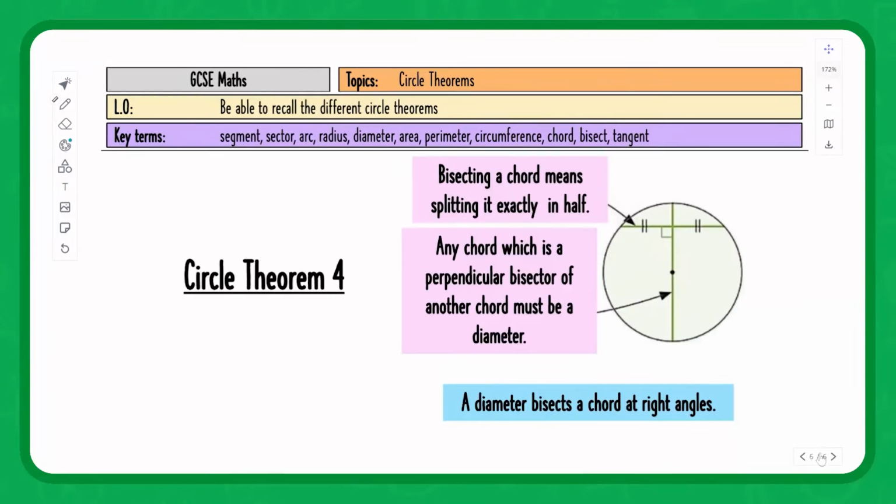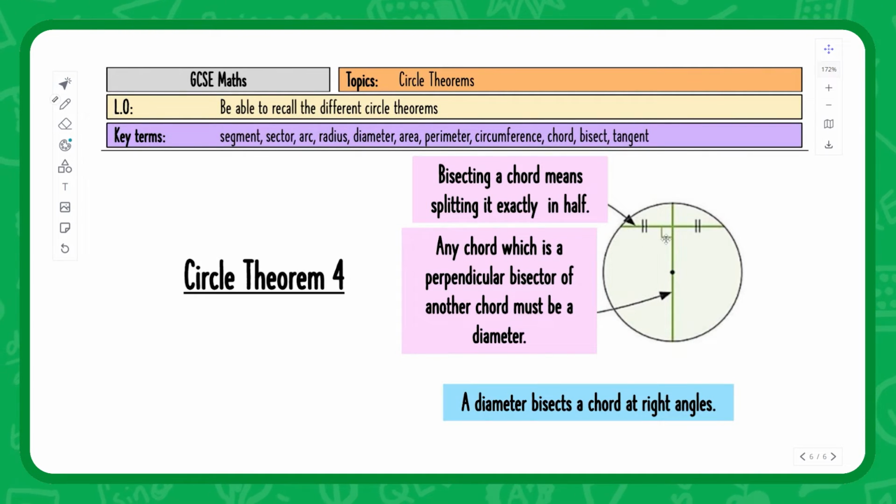Okay, circle theorem 4. So this one's a slightly different one. We've got a chord here. Again, remember, a chord is a line that goes from one end of a circumference to the other. And bisecting basically means cutting in half. So bisecting a chord is splitting the chord exactly through the center. So this is your diameter here, and this is your chord.